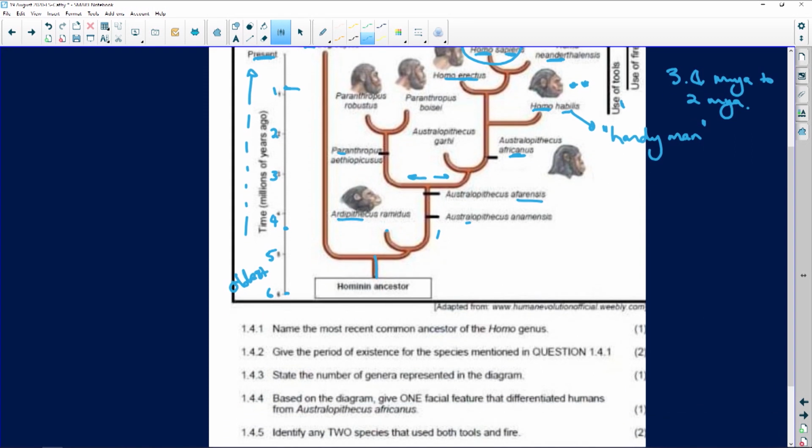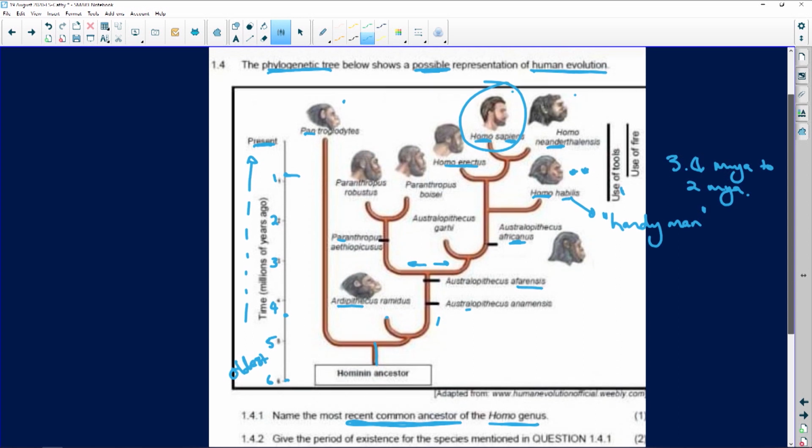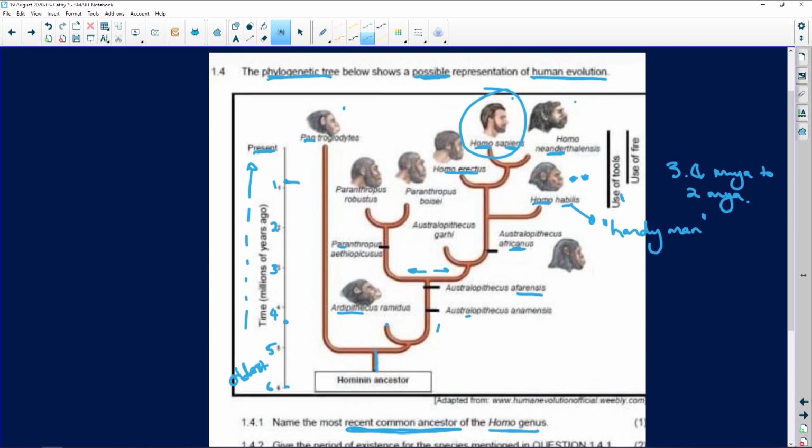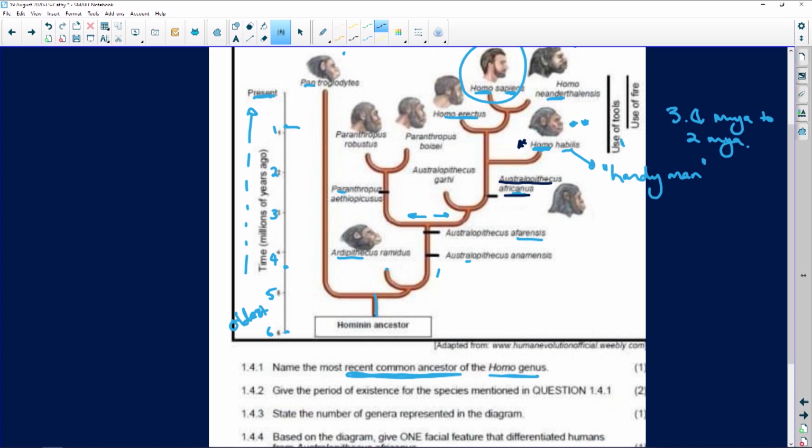It says, name the most recent common ancestor of the Homo genus. So, Homo genus, well, Homo starts, let me use a different color here, let's use navy. Homo starts here. So who is linked to Homo? Who is a direct link here to Homo? It is Australopithecus africanus. So I'm going to use yellow, and I'm going to write here.